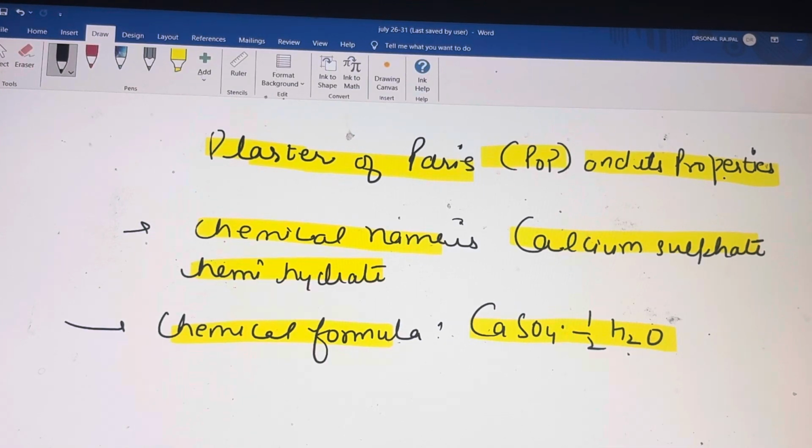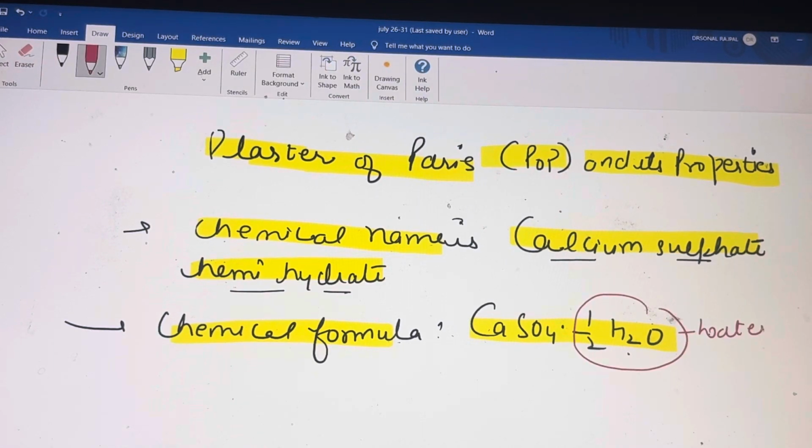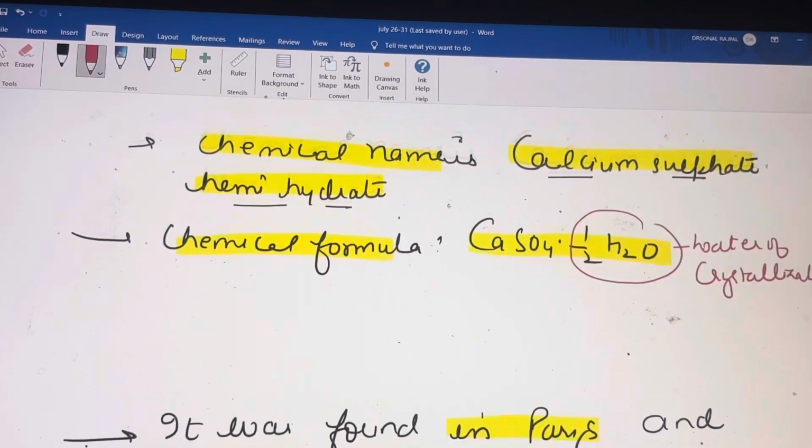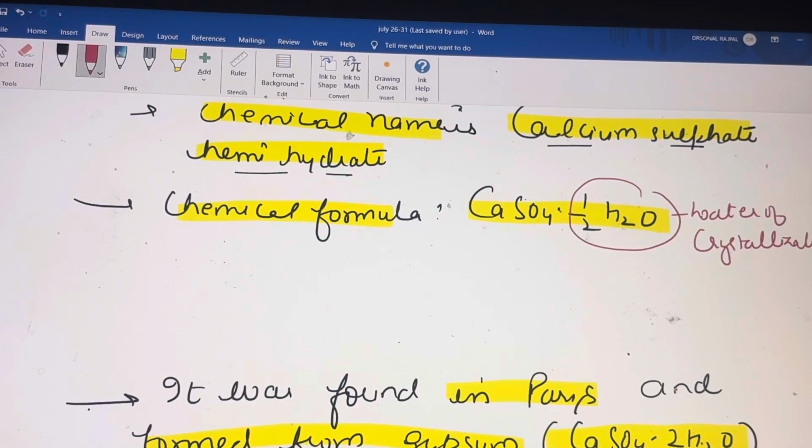Today I am going to explain what is plaster of Paris, which is also called POP, and its property. The chemical name of plaster of Paris is calcium sulfate hemihydrate, and its chemical formula is CaSO4 dot half H2O. This half H2O is water of crystallization, which I am going to explain later. This water of crystallization is very important in making its crystal structure. Due to its crystal structure, it has all its properties.